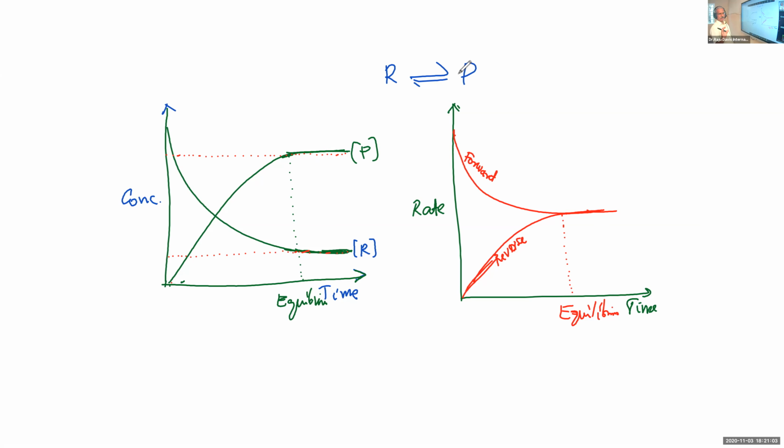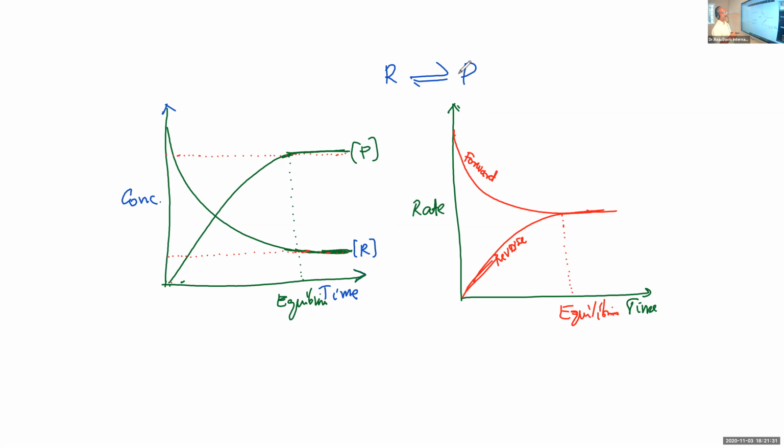Don't think that the concentration of the reactant is equal to the concentration of the product. No, that is not what I meant. I say that at equilibrium, the concentration of the reactant remains the same, whatever be the value. Similarly, the concentration of the product also remains the same, whatever be the value.